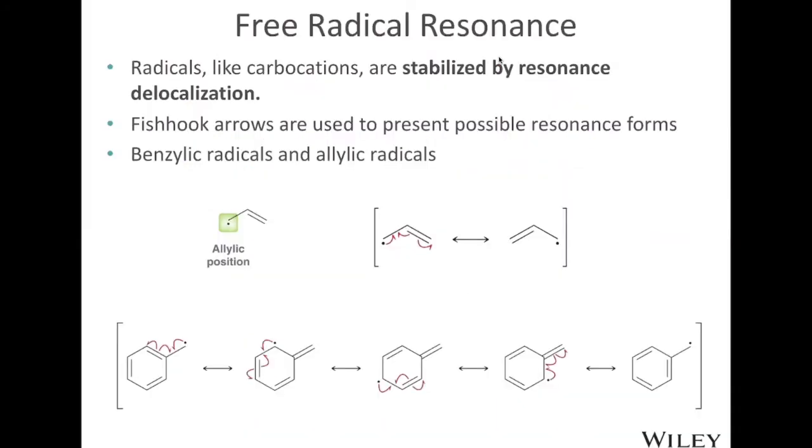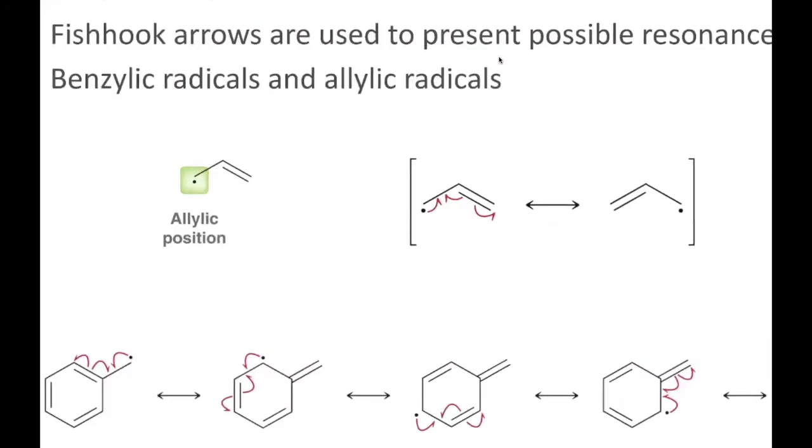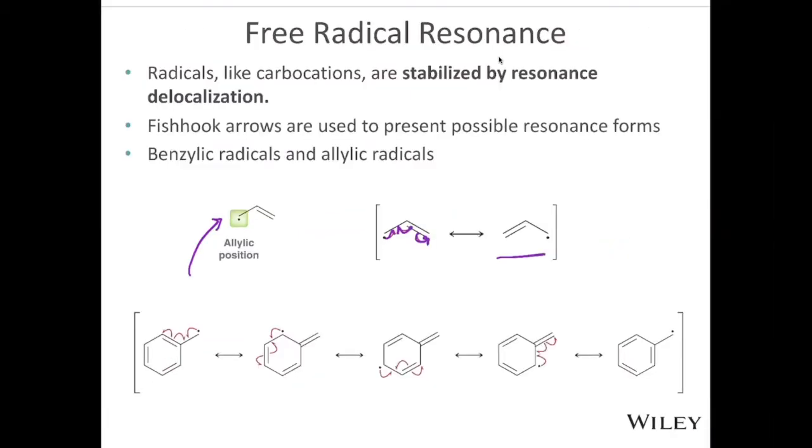Radical species can exhibit resonance. If we have an allylic radical right here, we can, remember using our fishhook arrows, kick that in, and then one of these two electrons comes over here, and then that last electron hops on the end, and so here is the resonance structure. And the same with benzylic radicals. We can move that radical right around the ring, just like we did with carbocation resonance structures.